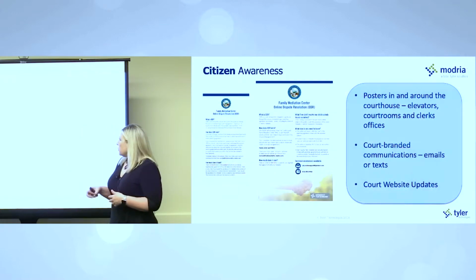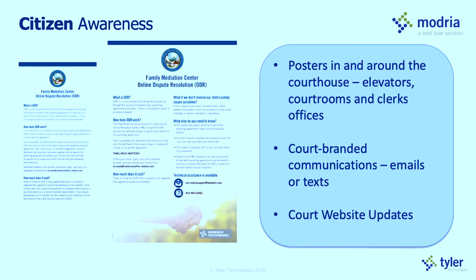So I'm going to show just kind of some examples. These are ones that we did for Clark County, Nevada, or Las Vegas. They use this for their family program. And I have two different items here. One of them is what we just call a rack card. So it's just a small item that can either go in an envelope that's sent out to the parties, or it can be handed to them if they come into the office, that just has a little bit of information about what it is, how you're going to be contacted by it, and why you should use it.